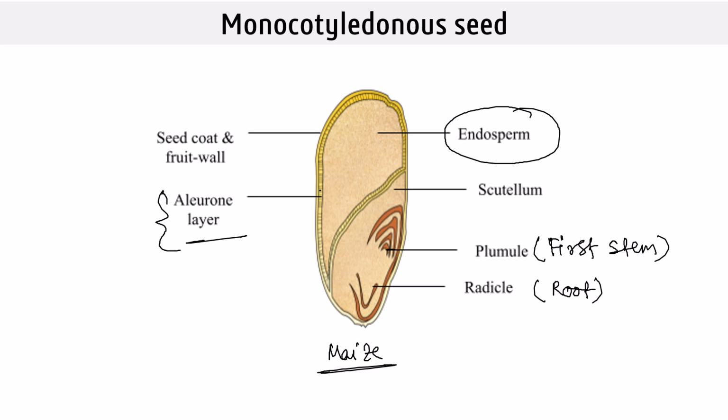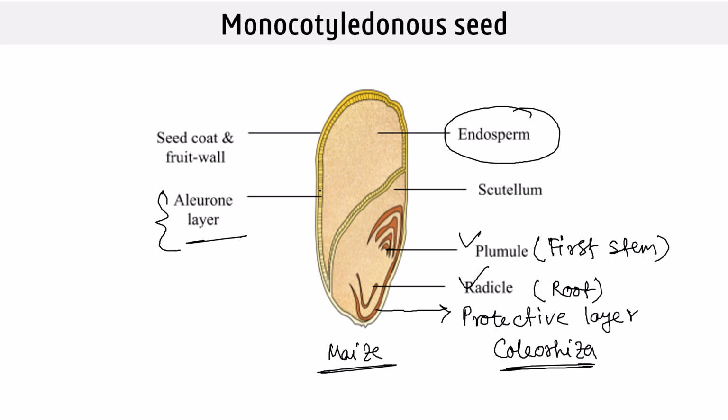The main difference between the monocotyledonous and dicotyledonous seed is the protective layer of the plumule and radicle, which is known as coleorhiza. So coleorhiza is present mainly in the monocotyledonous seed.